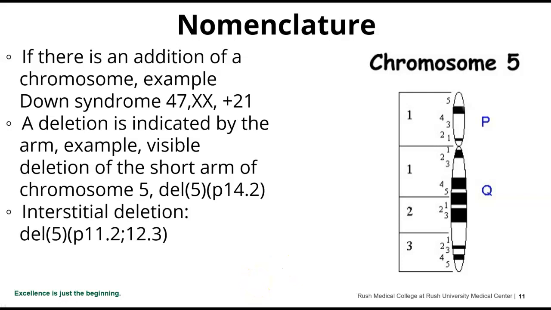If it is an interstitial deletion, a deletion and then the chromosome reanneals, let's see, deletion, here we have chromosome number 5, P11.2 to P12.3. So this piece right here is missing. That would be the nomenclature for an interstitial deletion. So if you see two numbers, that means it's interstitial. If there's one, it means it's terminal. Everything behind this, 1.4, anything over here is all missing.